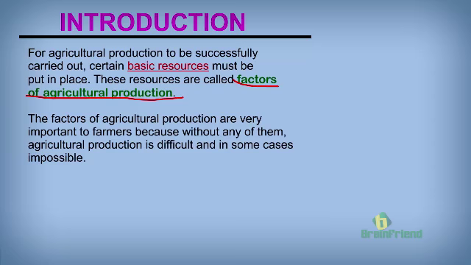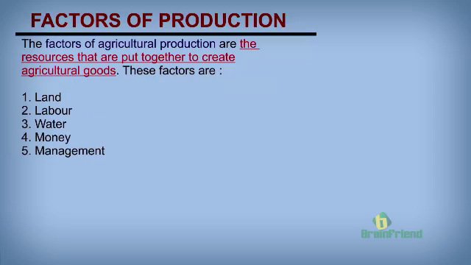Just as it is for any other organization, where several resources are put together to produce goods, in agriculture, these resources must be put together in the right ways to produce agricultural goods. The factors of agricultural production are the resources that are put together to create agricultural goods.